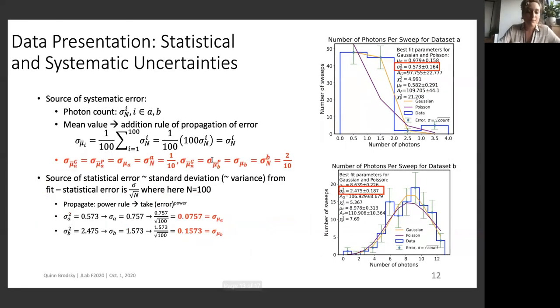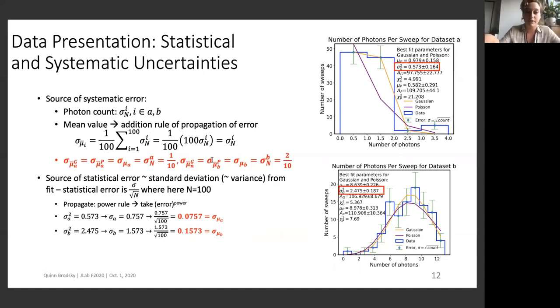As I mentioned before, the find peaks function was not always successful. So I associated an error of about 1 in 10 for data set A, 2 in 10 for data set B. I've defined sigma NA and sigma NB for both of those uncertainties. This comes into play when I calculate the mean values, so I had to propagate the error when calculating the uncertainty in the mean.